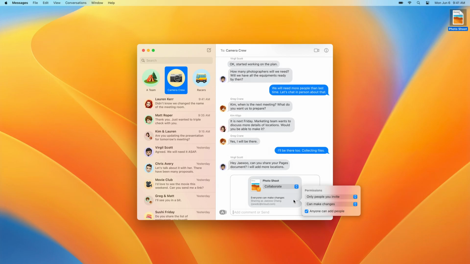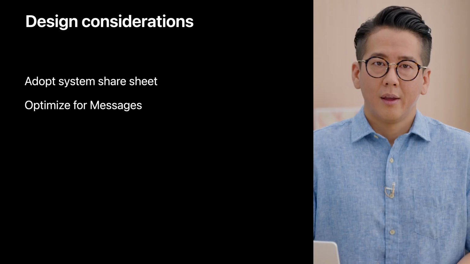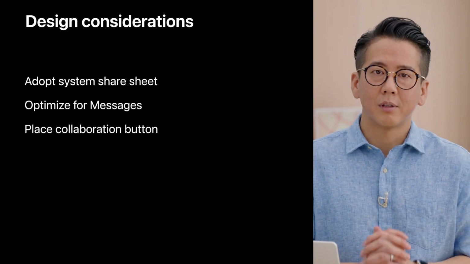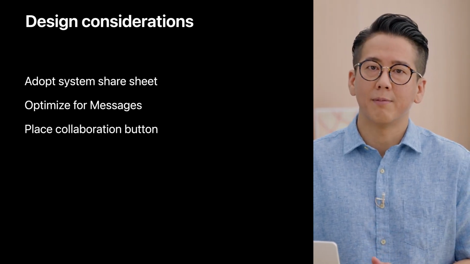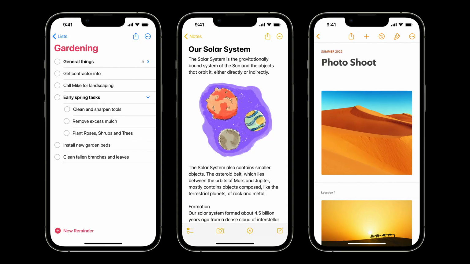So help people easily set the permissions from the Messages input field and let them start a collaboration with the Send button. And it's really important to put the collaboration button where people can easily find it. Once people have begun collaborating, the collaboration button will appear in your app. This collaboration button is one of the most important UI elements of the entire collaboration experience. Find a place where it can stand out and draw people's attention.